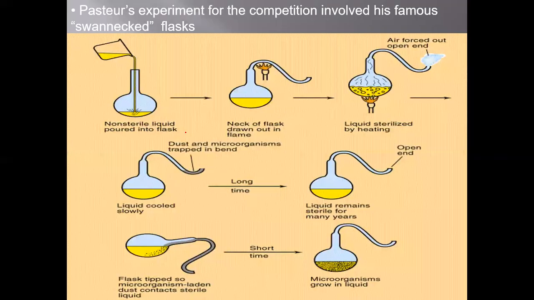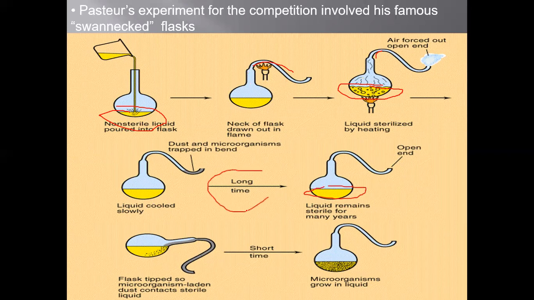So the experiment was like that. He took a flask and poured some non-sterile liquid there. That is the non-sterile liquid. And after that, he added a swan neck to the flask, and he sterilized that flask. That is the sterilization of the flask. After that sterilization, he sterilized the liquid within the flask, and he just kept the flask like that. After cooling, after a long time, he observed there was no growth of microorganisms.